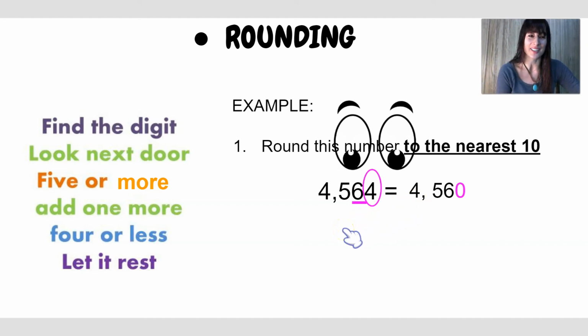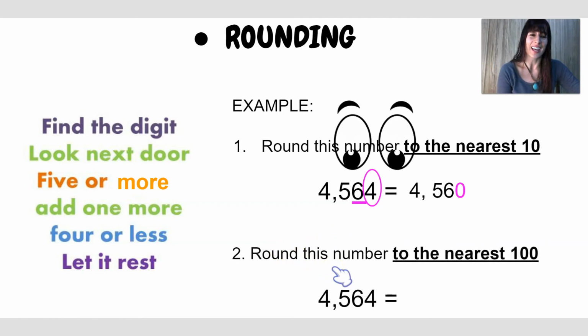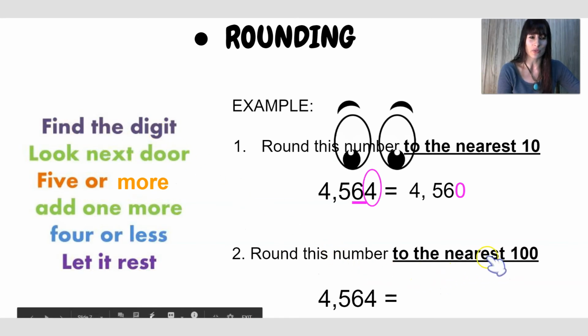Now let's look at another example. This time, this is rounding to the nearest 100. Again, let's look at what we have to do. Find a digit. In this case, we need to round to the nearest 100. So we will look at the hundreds place value. So let's underline the hundreds place value. And the next thing it says is to look next door.